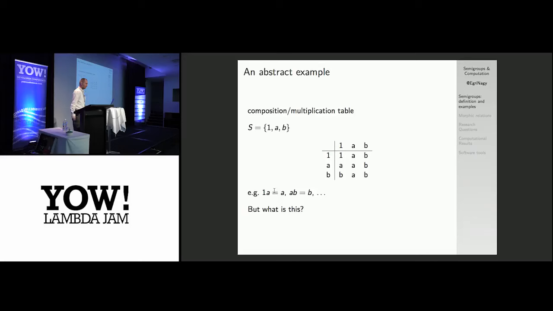So here's an abstract example. I just have a set that contains three things denoted by the symbols 1, a, and b. And here's your multiplication table, or you can call it a composition table. So that means that you pick this thing 1 and you multiply by a, you get a. Well, you can read that off from the table. Or you take a and b, multiply them together, and you get b. Okay, so this is a small riddle. What is this object? Well, we will meet this one later.